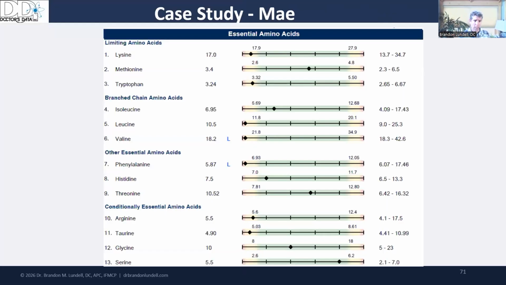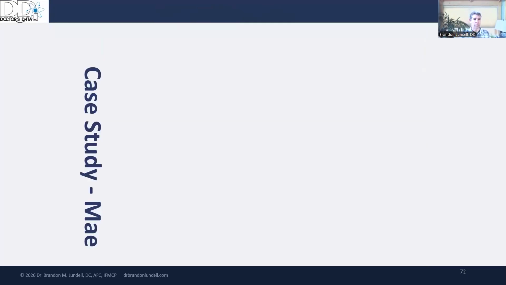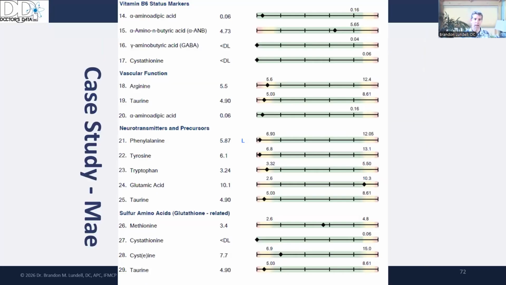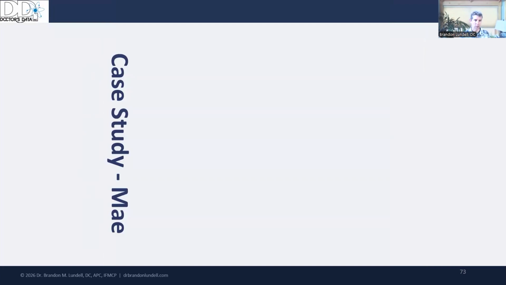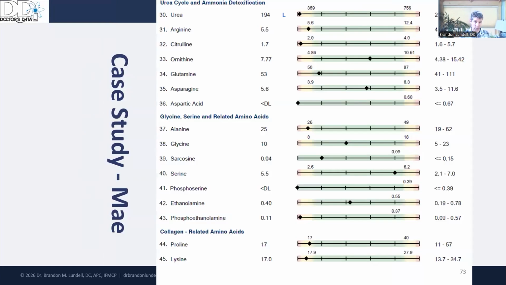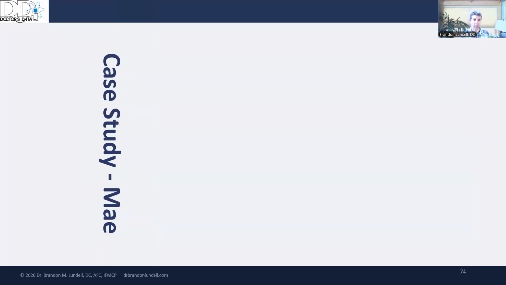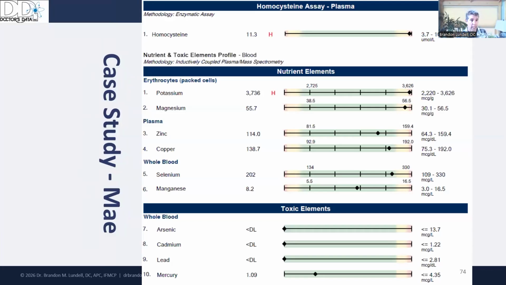So we ran some organic acids and we see while she was eating enough protein, she wasn't absorbing and breaking down her proteins into amino acids. So that's another indicator of hydrochloric acid insufficiency. So her digestive system already, we have clues that it's not functioning well. And we can see almost all of her neurotransmitters being low because of the protein insufficiency, even though she was eating enough protein. So this is where organic acids can be very helpful. Her homocysteine was elevated, 11.3, so a methylation issue.